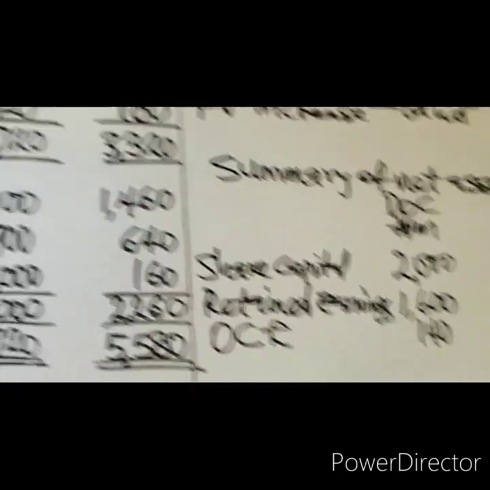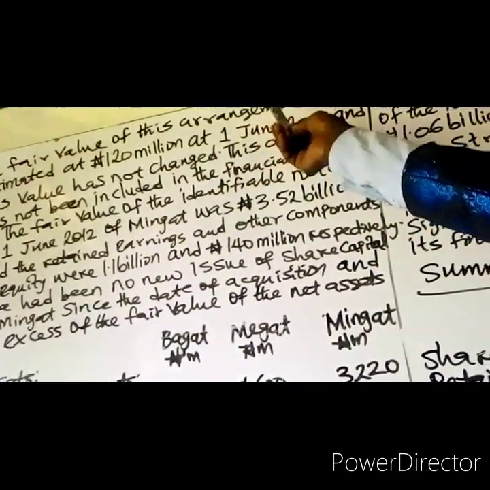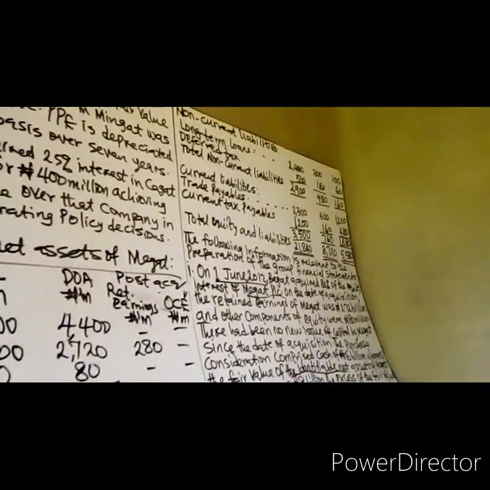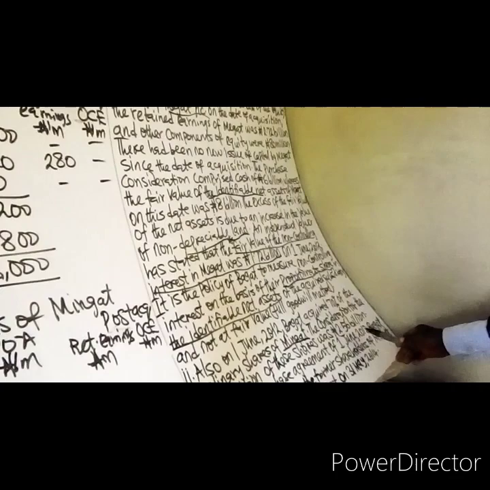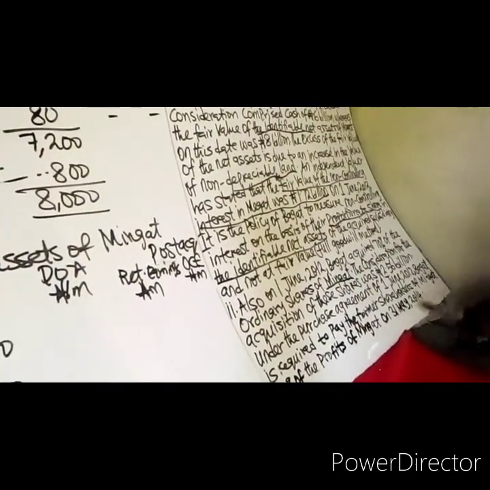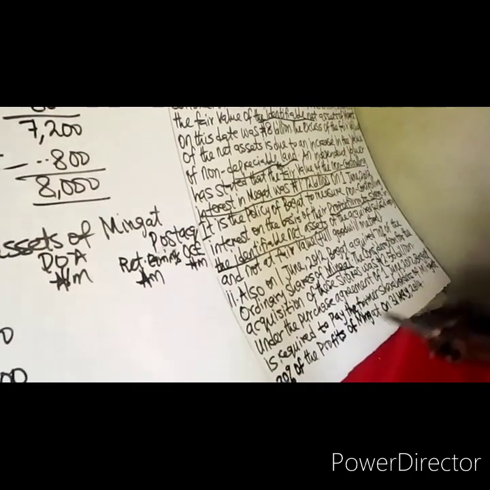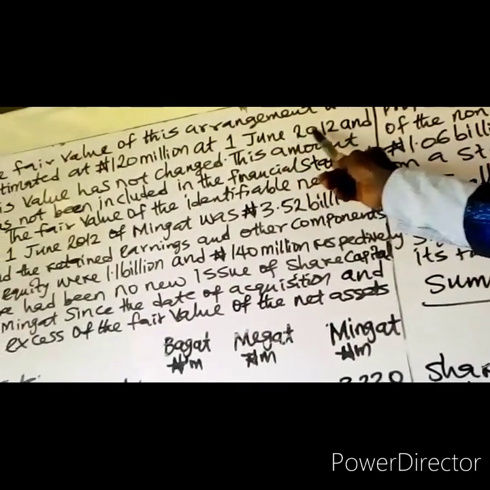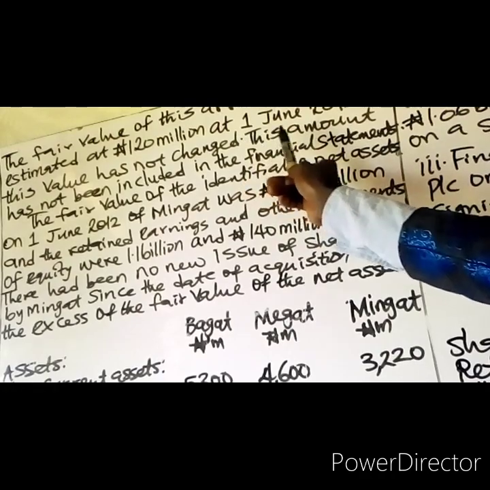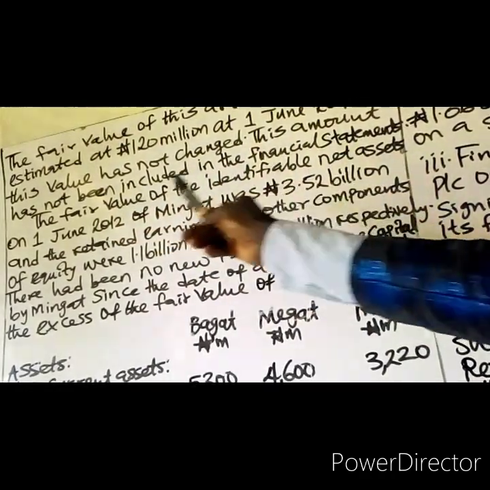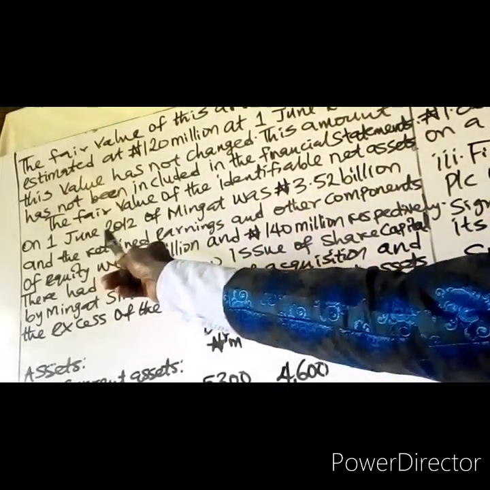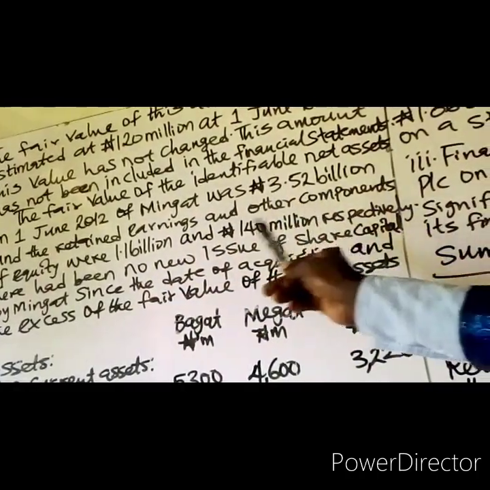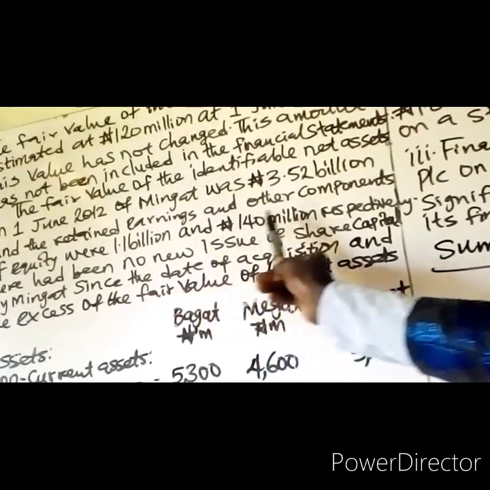Then you were told that the fair value of this arrangement was estimated at 120 million. That is the fair value of the contingent consideration. That is, on 1st of June 2012, Bagat is required to pay the former shareholders of Mingat 30% of the profits of Mingat on 31st May 2014. The fair value of this arrangement was estimated at 120 million at 1st of June 2012, and this value has not changed. This amount has not been included in the financial statements. The fair value of the identifiable net assets on 1st of June 2012 of Mingat was 3.52 billion, and the retained earnings and other components of equity were 1.1 billion and 140 million respectively.